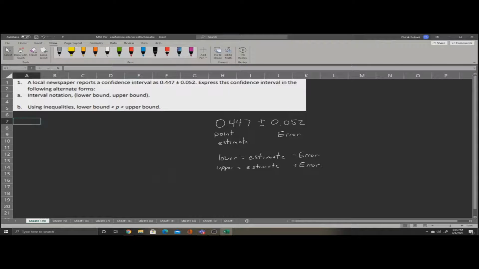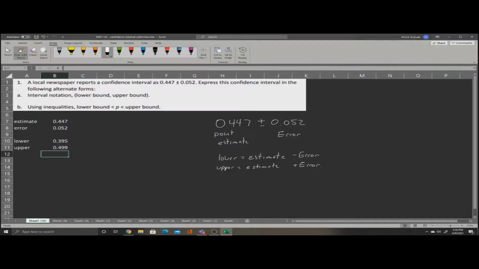We'll enter this into Excel. First, the estimate and the error. The estimate was 0.447 and the error was 0.052. To get our lower bound, we'll say equals, we click on the estimate and subtract the error, taking B7 minus B8. And the upper bound will be the estimate plus the error. So our lower bound is 0.395 and our upper bound is 0.499.